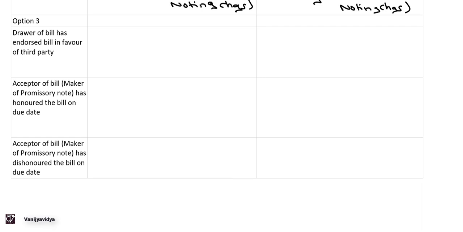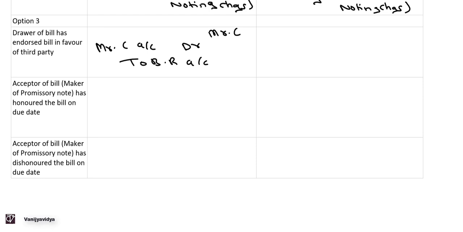Next, let us see what is option 3 here. The drawer of the bill has endorsed the bill in favor of a third party. Say this drawer had to pay something to Mr. C. So instead of making a payment, he has endorsed that bill in favor of Mr. C, and on the due date Mr. C will recover the payment from the acceptor. Now in this case, your entry will be Mr. C account debit to bills receivable account.